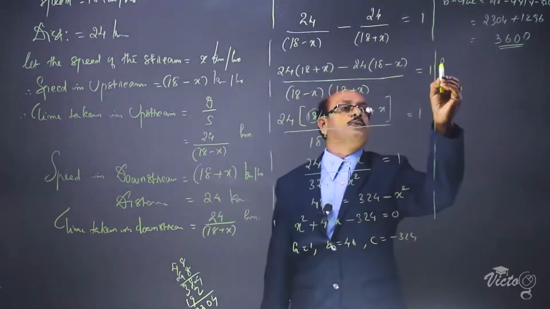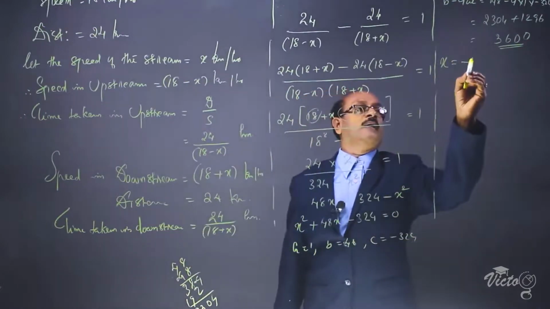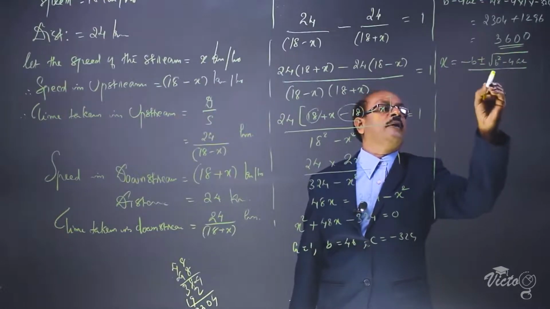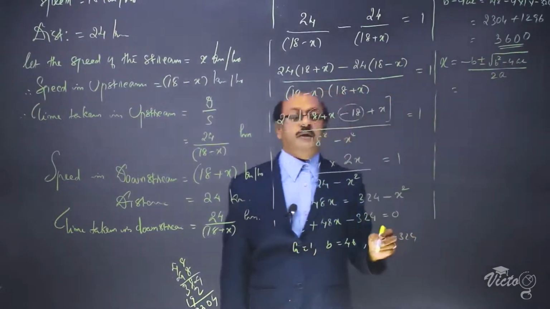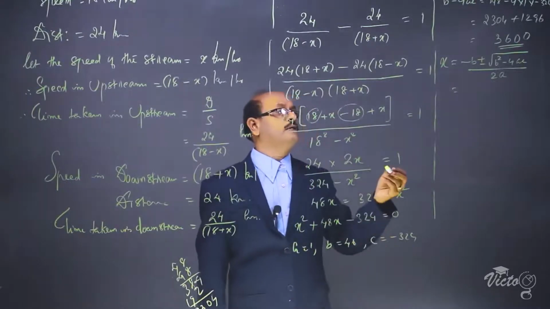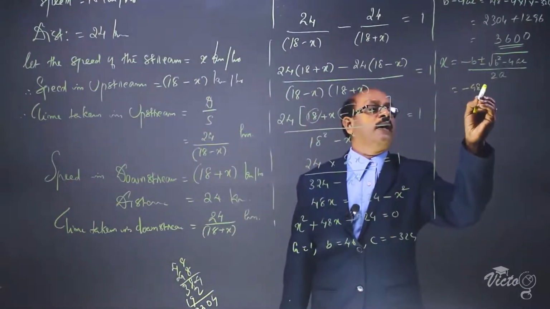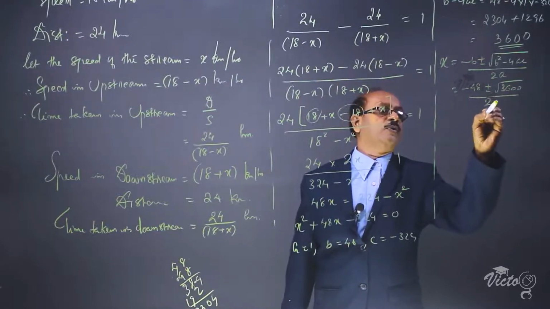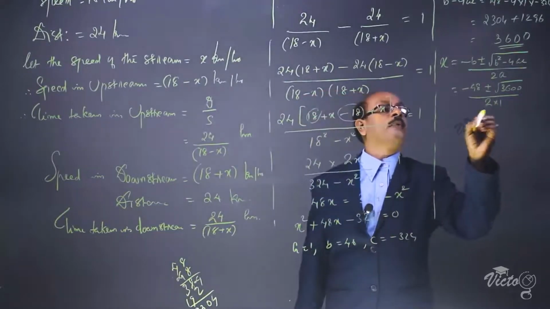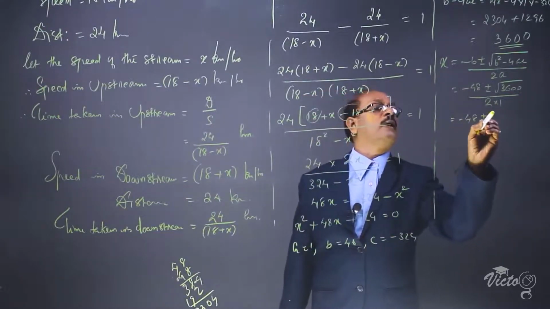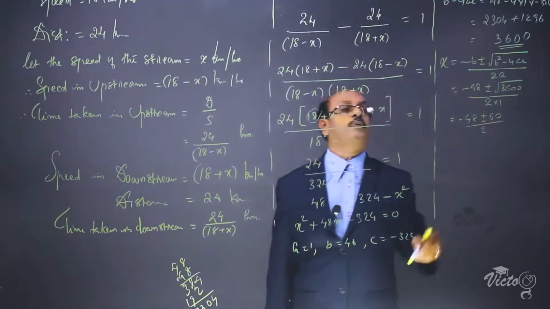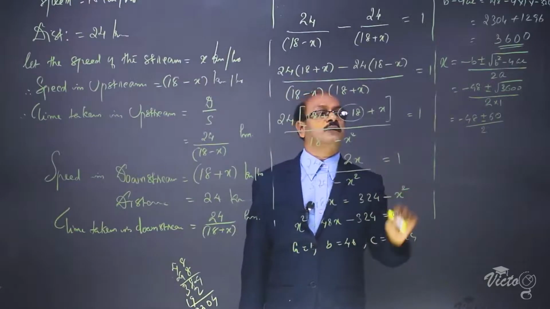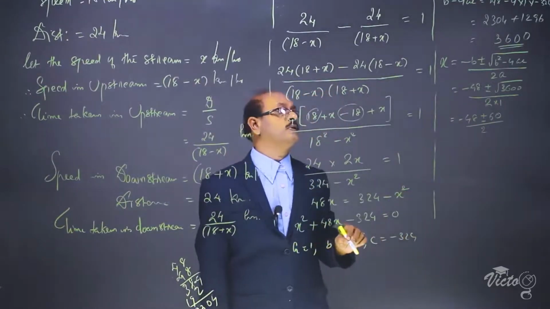Now x is equal to, by the quadratic formula, minus b plus or minus root of b square minus 4ac, the whole divided by 2a. The value of b is 48 and hence minus b is equal to minus 48, plus or minus root 3600, divided by 2 into the value of a, which is 1. Minus 48 plus or minus 60, divided by 2. How did you get 60? Square root of 3600 is equal to 60.